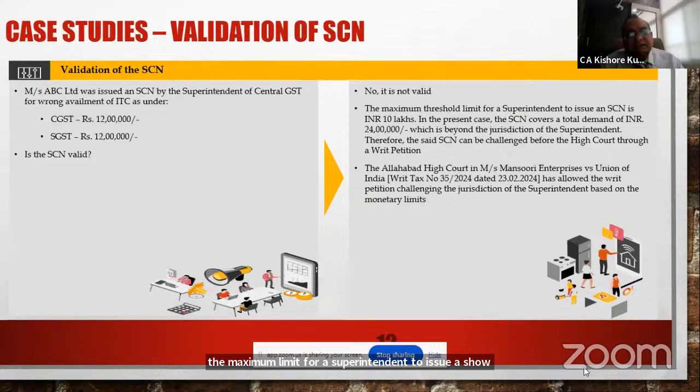And recently, the Allahabad High Court, in the case of Messrs. Mansoori Enterprises, has allowed the writ petition challenging the jurisdiction of the superintendent. So, friends, you will see through these case studies that if the show cause notice is not properly issued or it is not properly adjudicated, then it can be directly challenged before the High Court, and we can cut the litigation right from its bud rather than following the normal course of litigation.